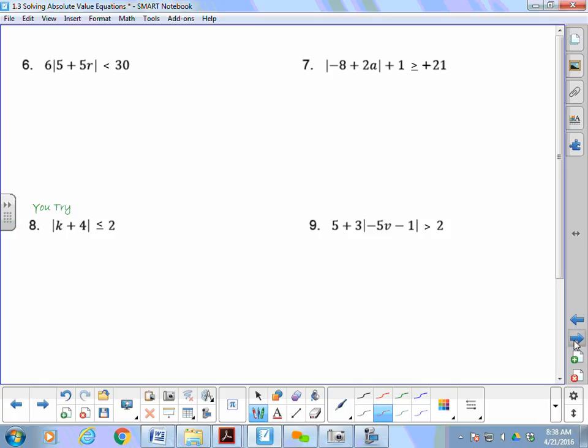Inequalities. What's different when we have an inequality instead of an equation? Nothing except, okay? There's only one thing different, and that's when we go to the negative, okay? We switch the direction of the inequality sign. All right, so here we've got 6 times the absolute value of 5 plus 5r, less than 30. Step number 1 is isolate the absolute value. So the first thing I need to do is divide by 6.